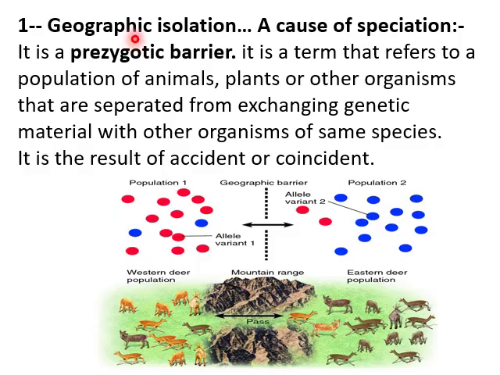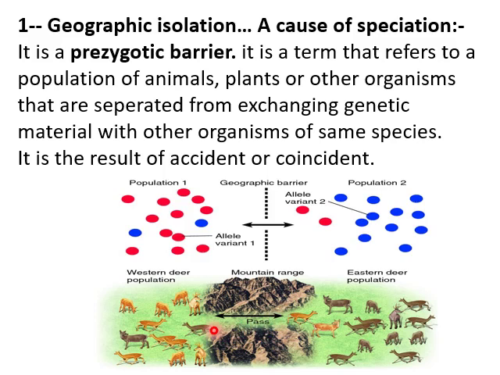Now we will talk about the first type, which is called geographic isolation. Geographic isolation is a type of prezygotic isolation that becomes possible due to geographical barriers. In this diagram, you can easily observe two different populations of deer. One is called the western deer population and the other is called the eastern deer population. But due to the geographical barrier, they cannot move to each other and reproduce.